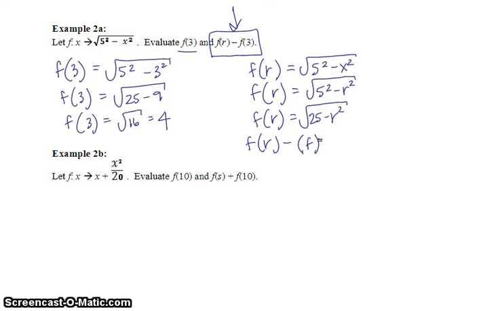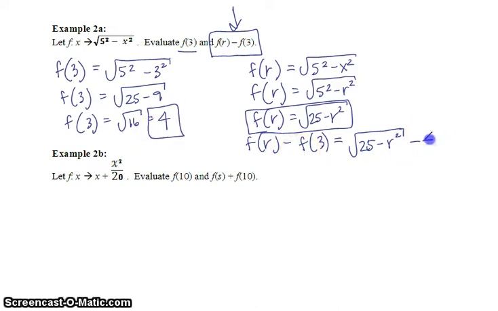Okay, let me fix that. It was f of 3. I had the wrong thing in the parentheses there. That equals, so we know f of r, we just said, was the square root of 25 minus r squared, and they want to say minus f of 3, and we know f of 3 is 4. So f of r minus f of 3 would be the square root of 25 minus r squared, minus 4. And that's all the more you can do with that one.